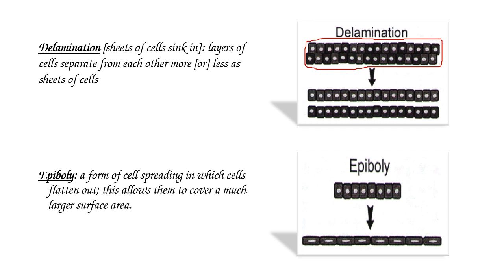Epiboly is a form of cell spreading in which cells flatten out. This allows them to cover a much larger surface area. So now let's see the diagram. In this epiboly, see the number of cells in this layer: the number of cells in this layer is 8, and the same number of cells here, but the occupied area is very less. So these layers become flattened and allow the cells to cover a large surface area. This type of arrangement we will call epiboly.